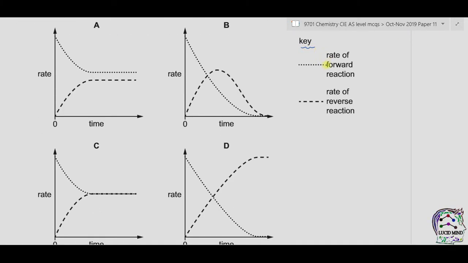In the key, they have given that this dotted line represents the rate of forward reaction, while this dashed line represents the rate of reverse reaction. Now in the start, the amount of reactant was maximum while the amount of product was 0. So therefore the rate of forward reaction was maximum while the rate of reverse reaction was 0. Now we can see that at equilibrium, the rate of forward reaction is still greater than the rate of reverse reaction.